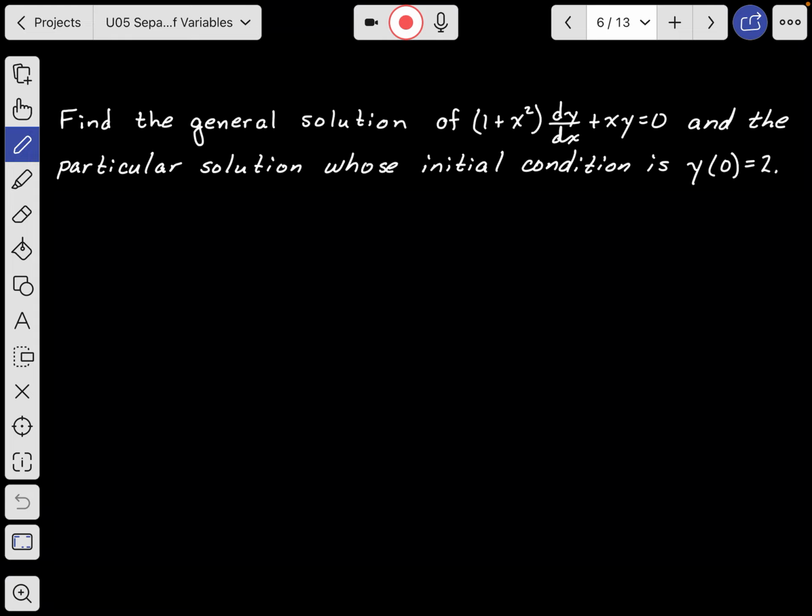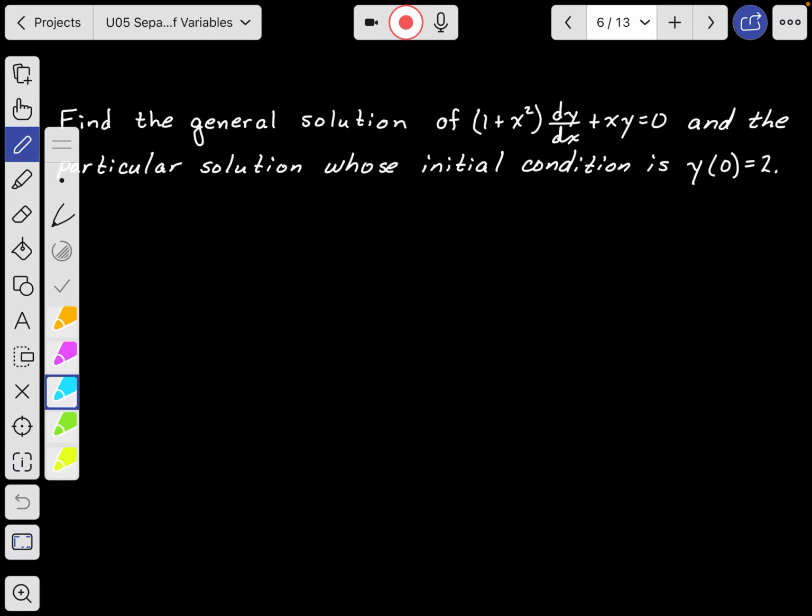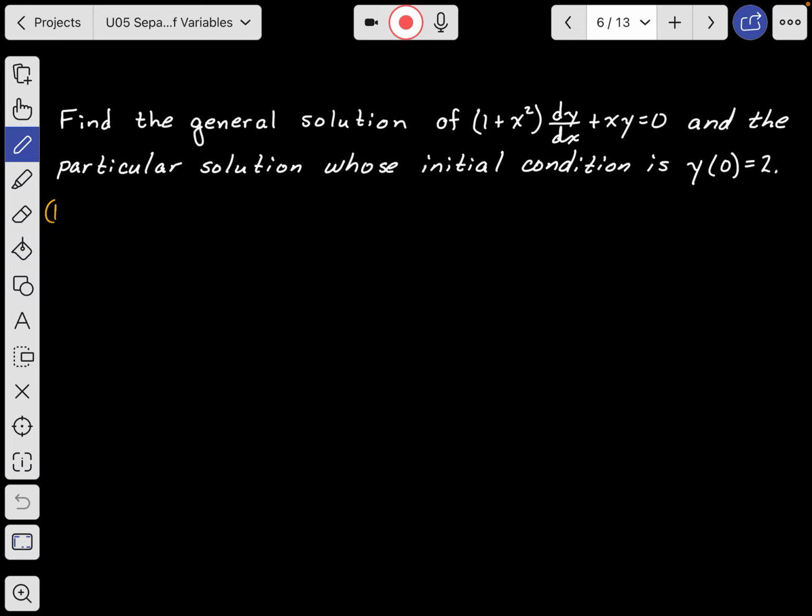Okay, in the next problem it says find the general solution of this and the particular solution whose initial condition is 0, 2. Okay, let's do it. Separate, then integrate. So what we see here is that we've got x's on both sides. That's not going to worry me too much. We can handle the algebra. All right, so let's see. I'm going to multiply both sides by dx.